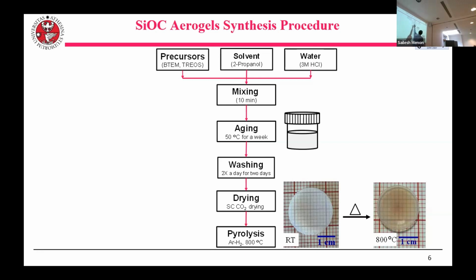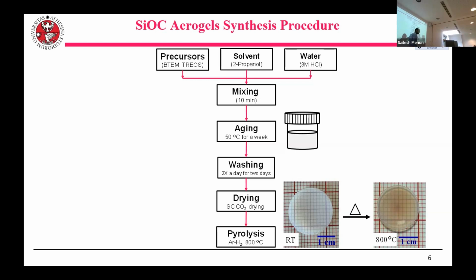Then after that, we transfer it to the plastic mold. And this plastic mold, normally they are aged for a week at 50 degrees centigrade. Then after that, we apply washing. Normally, we apply washing because we want to remove all the excess water, and there is also some formation of tunnel during the hydrolysis and condensation reaction.